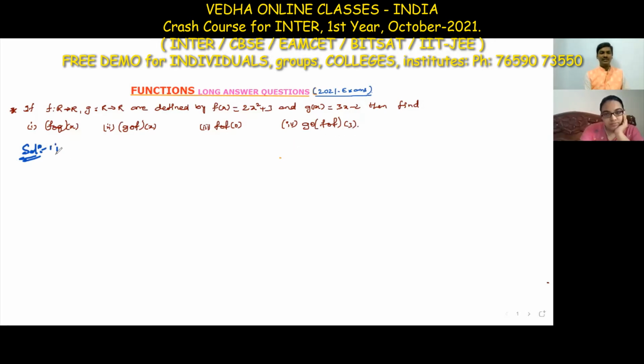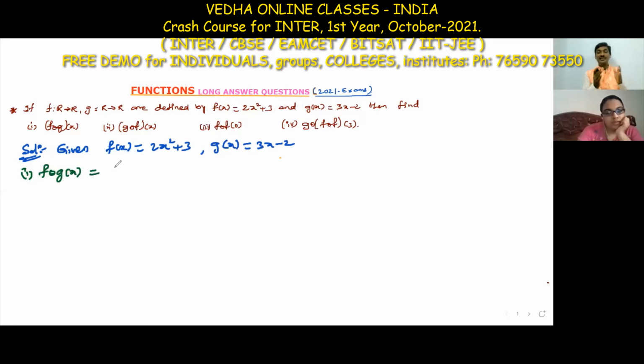First one, I am solving the first one. So first, what is given? Given f of x is 2x square plus 3 and g of x is also given as 3x minus 2. Now finding the first one, that is f circle g of x. F circle g of x is nothing but f of g of x. What is g of x here? 3x minus 2 is the g of x.